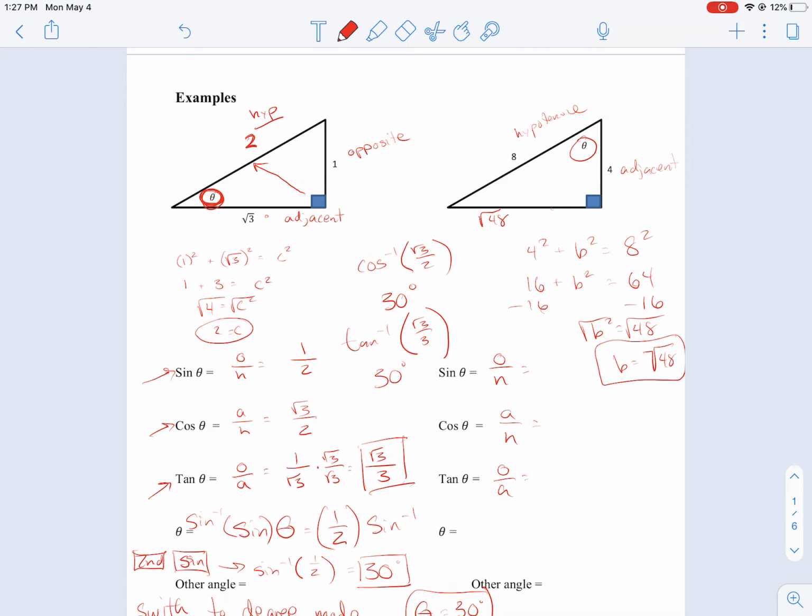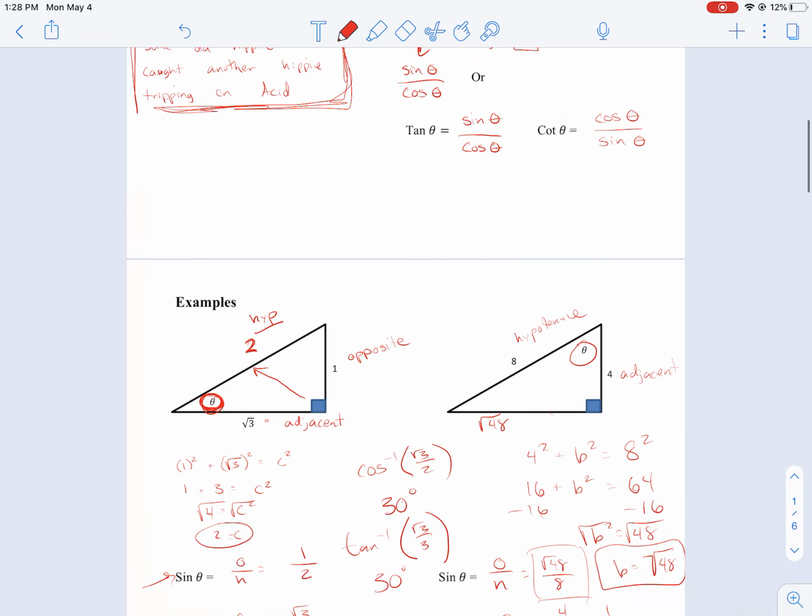Okay, so there is our sine functions. So let's just start filling this stuff in. Our opposite, square root of 48 over our hypotenuse, which is 8. Our adjacent is 4 over 8, or just 1/2. Then our opposite over adjacent is going to be square root of 48 over 4. Now these certainly do break down here. We could simplify those radicals, and let's do so anyway.